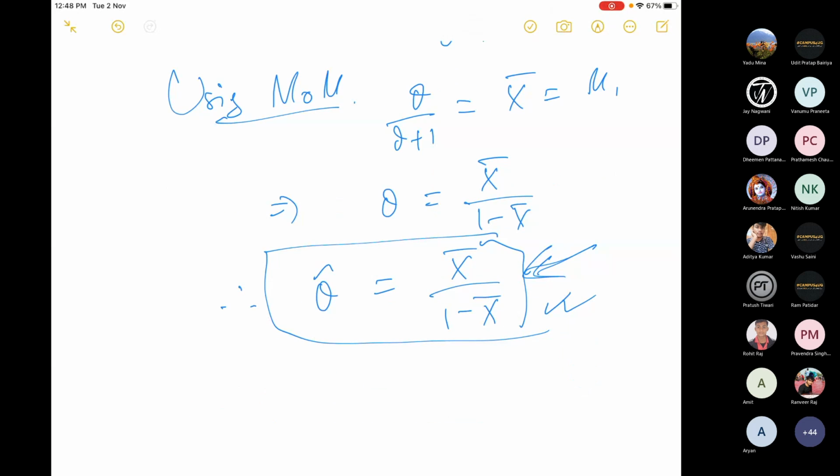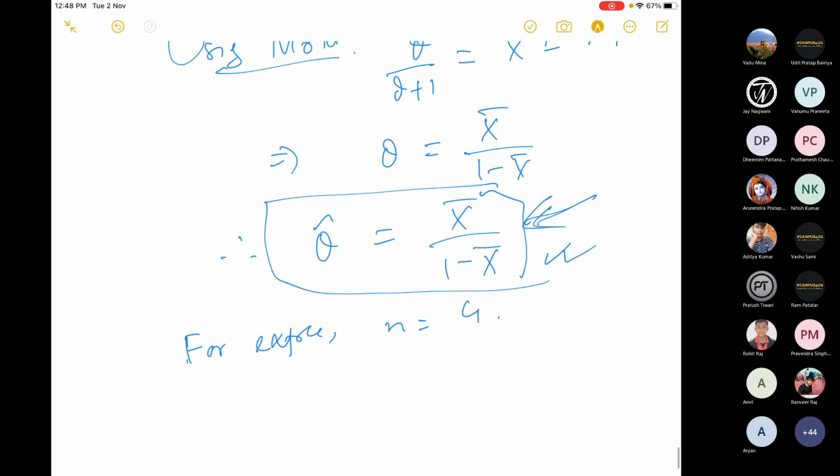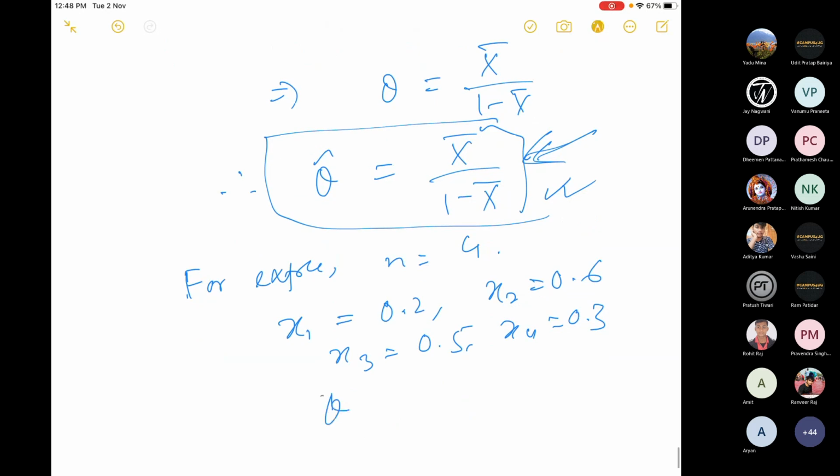For example, suppose n equal to 4. And suppose we get the sample values x1 equal to 0.2, x2 is equal to 0.6, x3 is equal to 0.5, x4 equal to 0.3. Then what you do is you first find the estimate for theta, which will be from x bar. x bar will be what? This plus this plus this plus this: 2, 6, 8, 13, 16. Okay, 16 by 4, so 0.4.